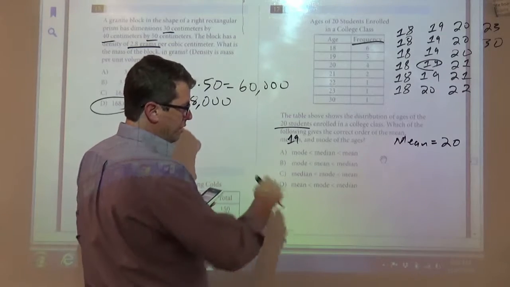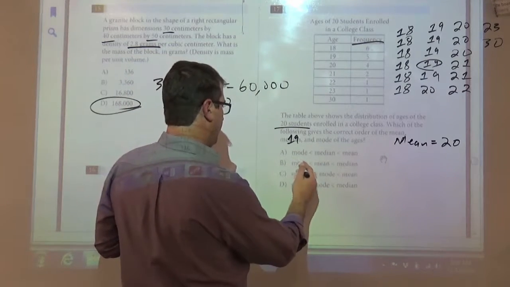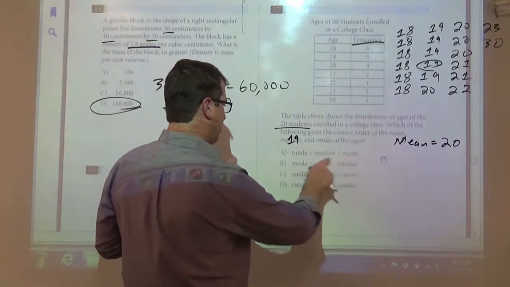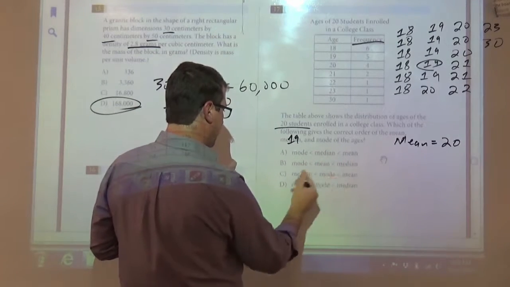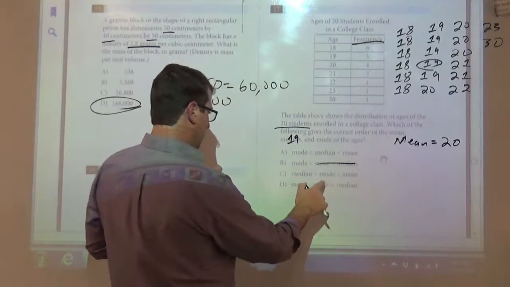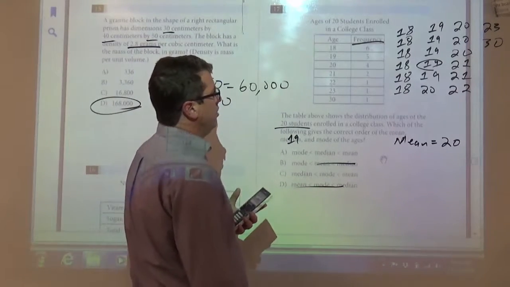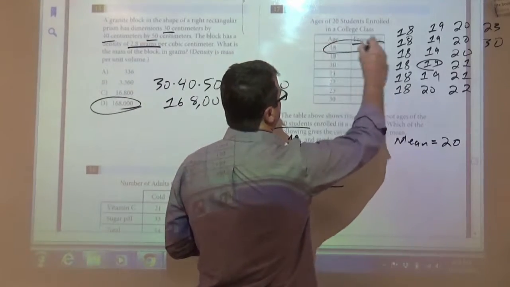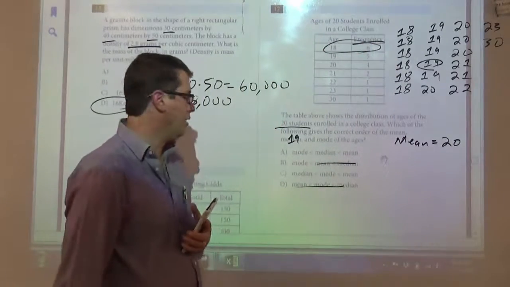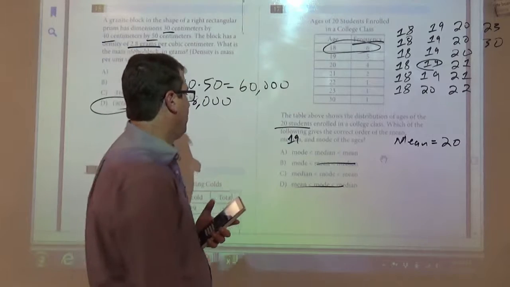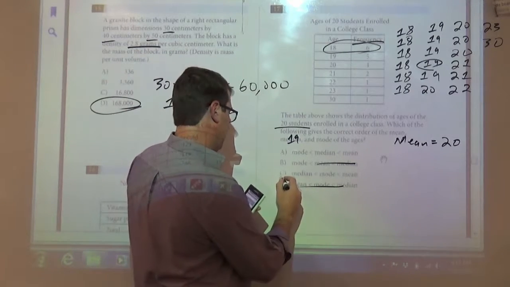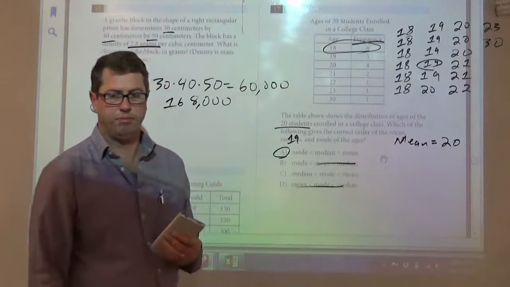So first we can just get rid of stuff based on that. This has median less than mean. This has mean less than median, so that's wrong. Mean less than median, that one's wrong. Now our mode, we have the most 18s. So my answer is A.